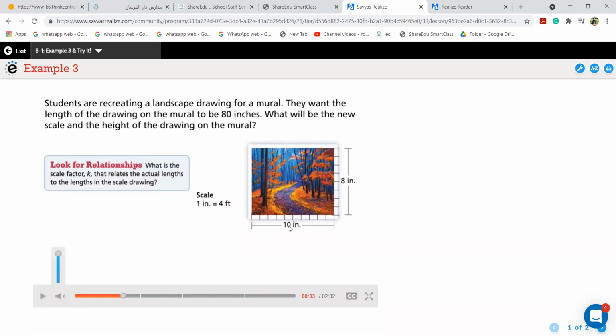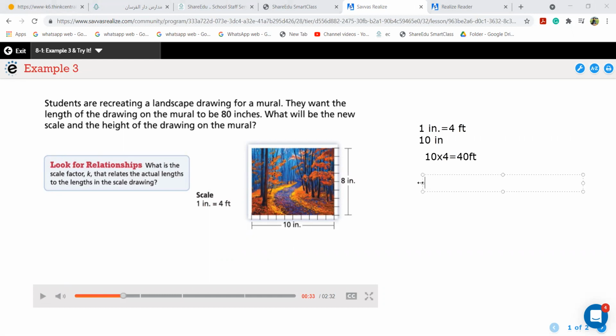Now let me change this. 1 inch equals 4 feet. So how much is 10 inches? 10 times 4, that is equal to 40 feet. Okay, this is one thing I got here. Instead of 10, I got 40 feet.